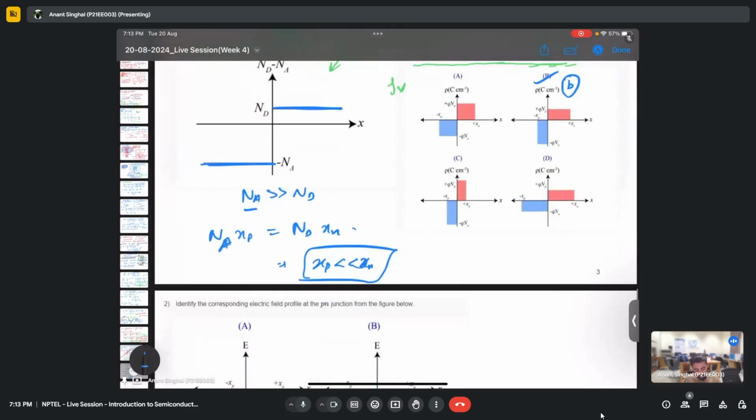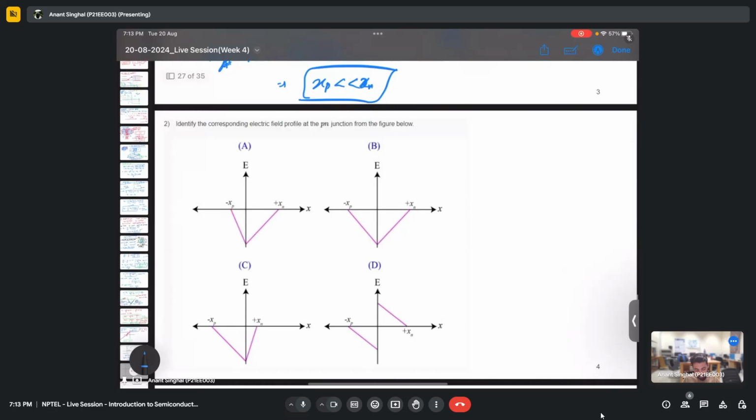So similarly, if we have the same case, what will be the electric field profile now? We already know that XN is higher and NA is higher.